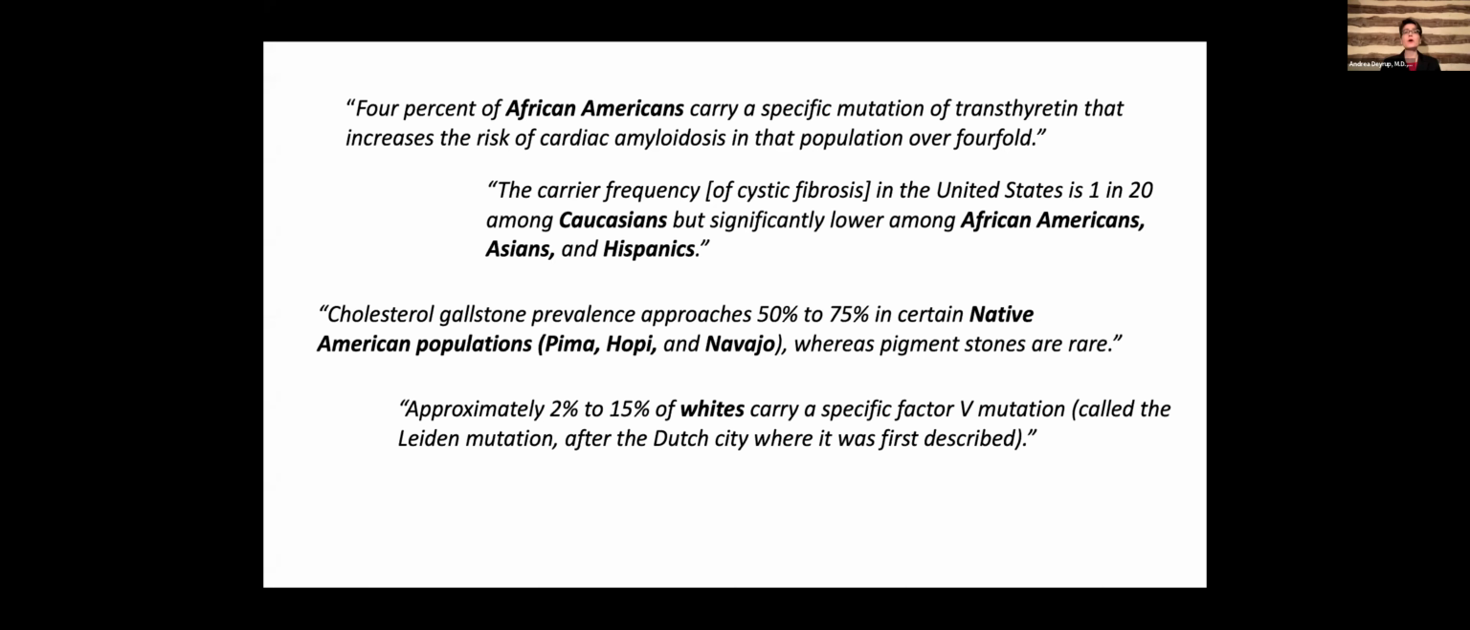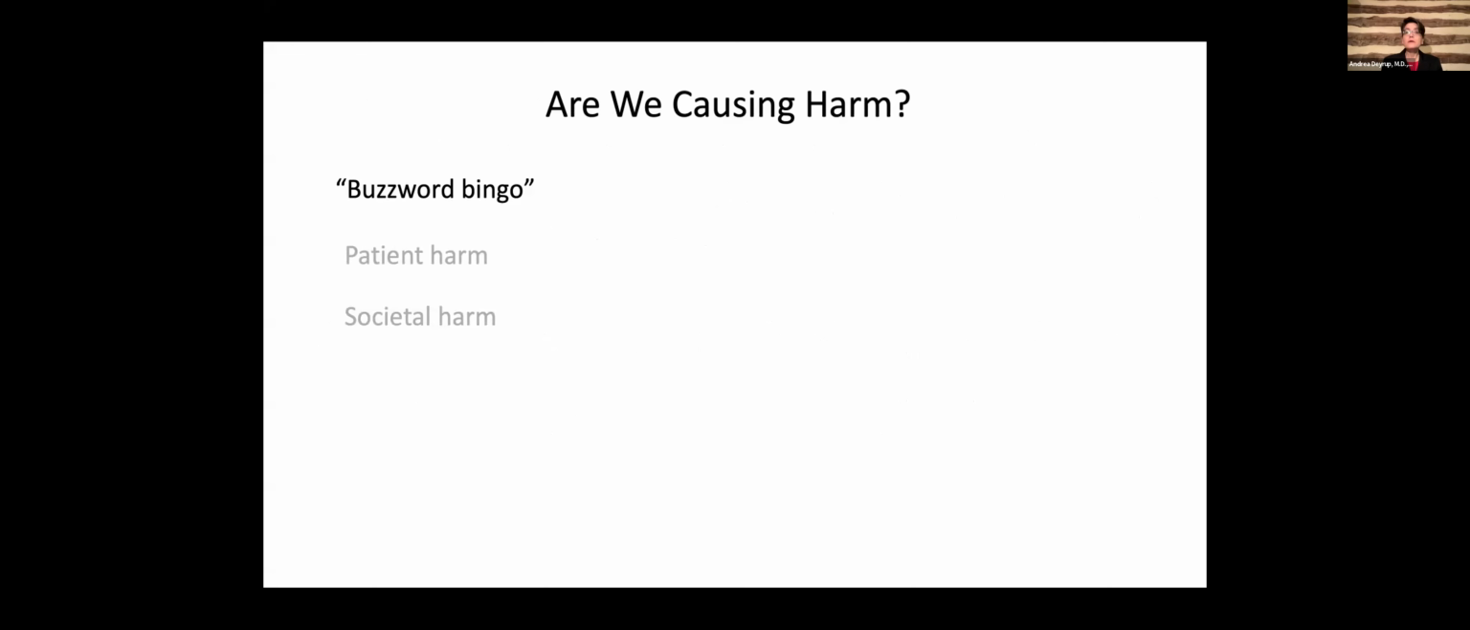But as we all know, it's not enough to simply have good intentions. We have to ask, are we causing harm? So are we causing harm? And I would say at this point, yes, we are. And there are 3 different realms in which I think we are doing this. The first I call buzzword bingo.